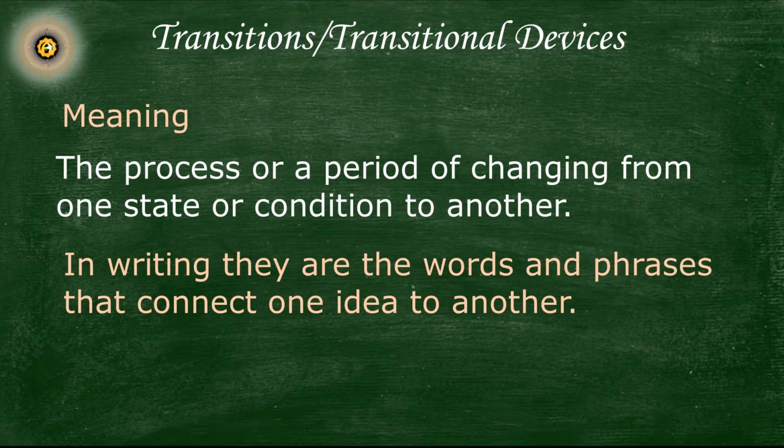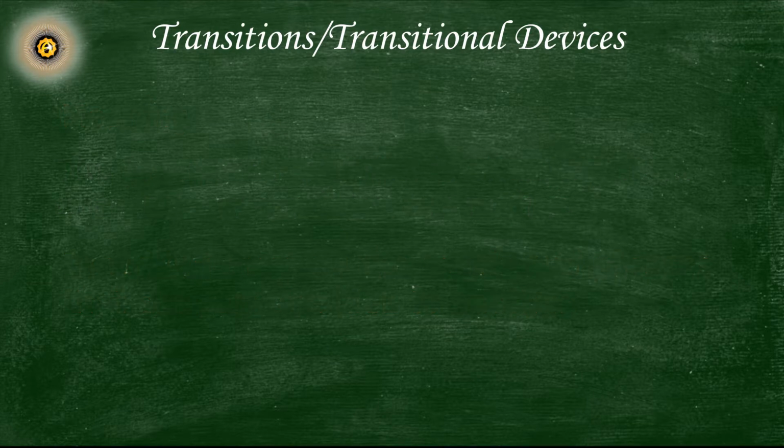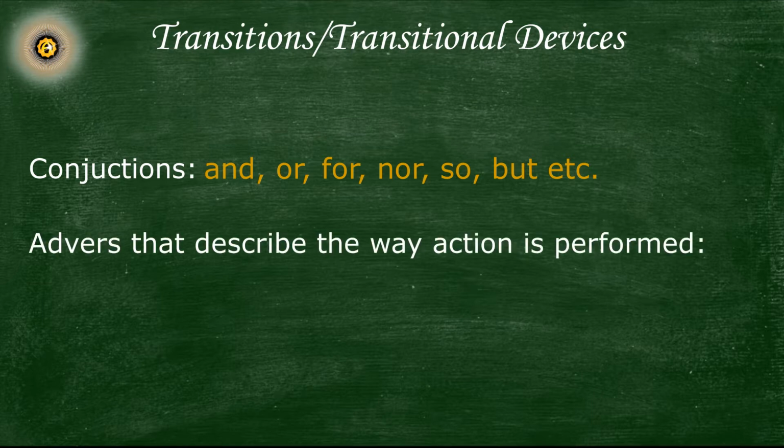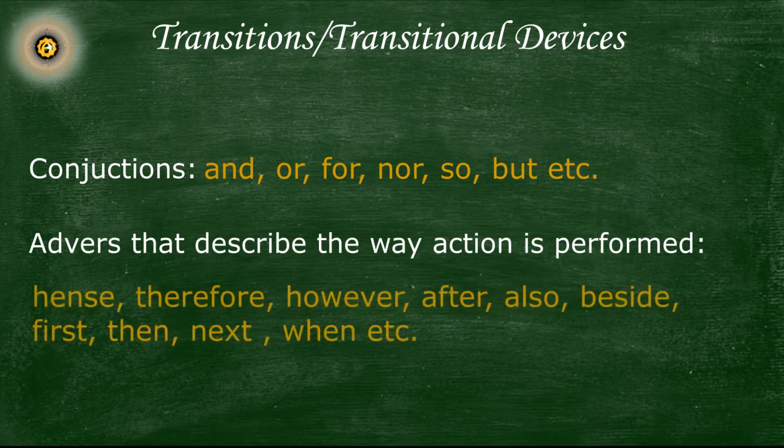There are many types of transitional words or phrases. When introducing transition words, the most basic ones are the conjunctions. For example, and, or, for, nor, etc. And other transition words are the adverbs that describe the way one action is performed or how it relates to another idea. For example, hence, therefore, however, after, also, beside, first, then, next, etc.